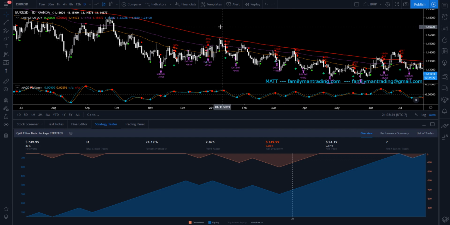Let's just discuss real quick what we're looking at. Our 240 line here that's going down in a downward trend is solid red.